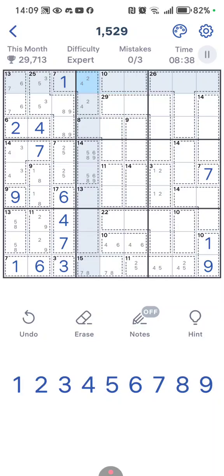Okay, so 2 and 4. So 13 plus 14, 27. 27 plus 6 is 33. So remainder 12. That's got to be a 5 because it can't be a 4. It pairs with this, which means that this is a 7. 8. So this is going to be 6 and 8.